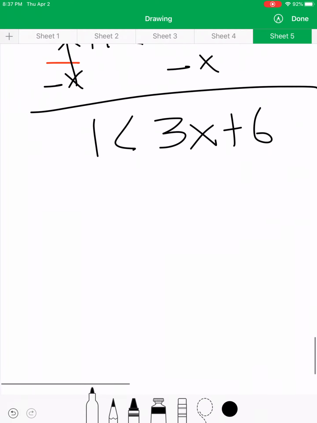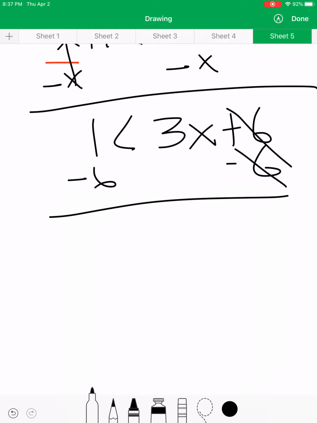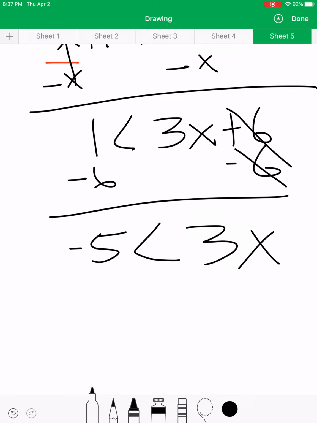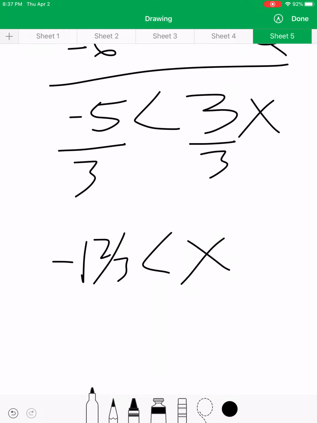All right, now it's a two-step equation. Start on the side with the variable. That means we always move the number without the variable by doing the opposite, okay? So these guys go away. 1 minus 6, smaller number trying to subtract a larger number, negative 5 is less than 3x. Divide by 3, divide by 3. It is possible, guys, to have a fraction. You could leave it as negative 5 over 3, or if you want to, you could make it negative 1 2/3. And then stop right here.